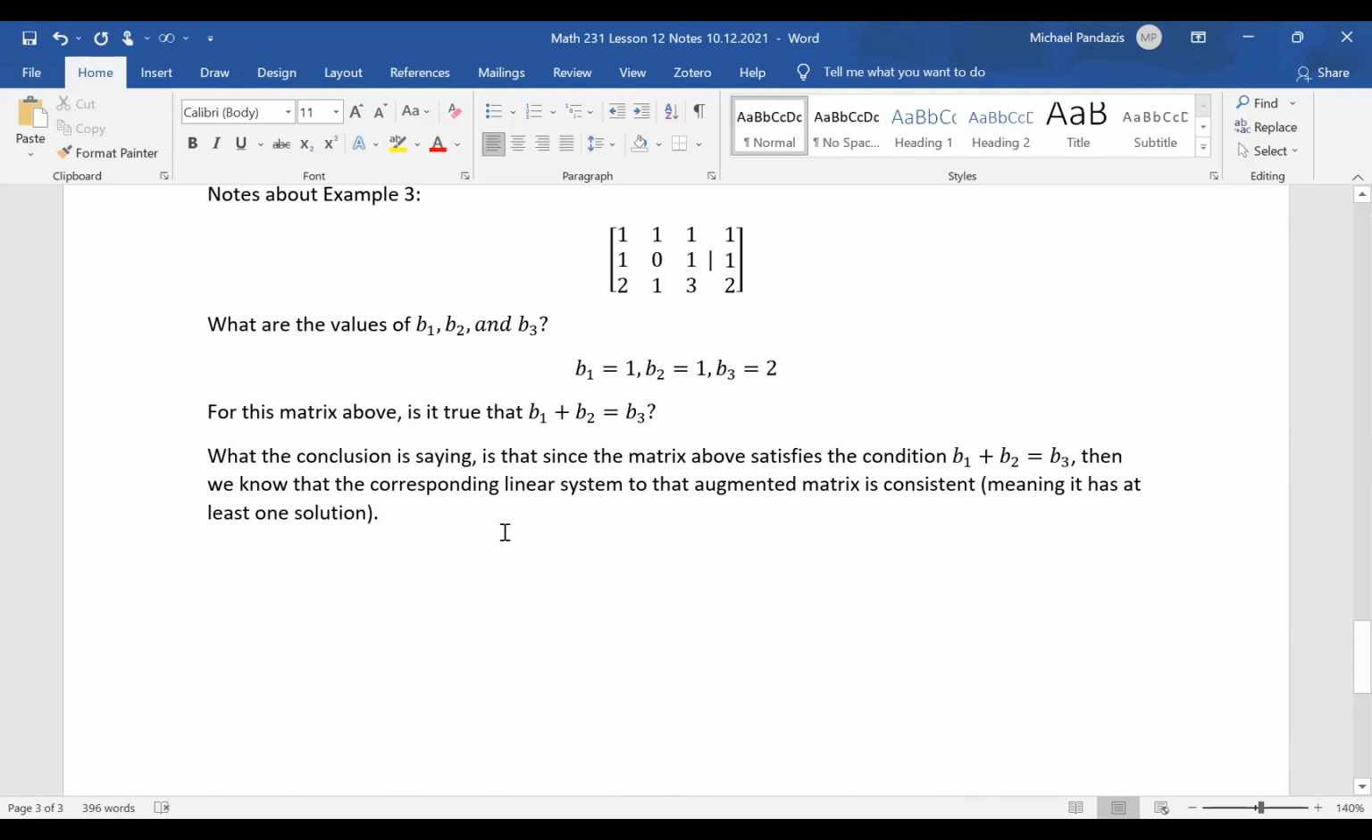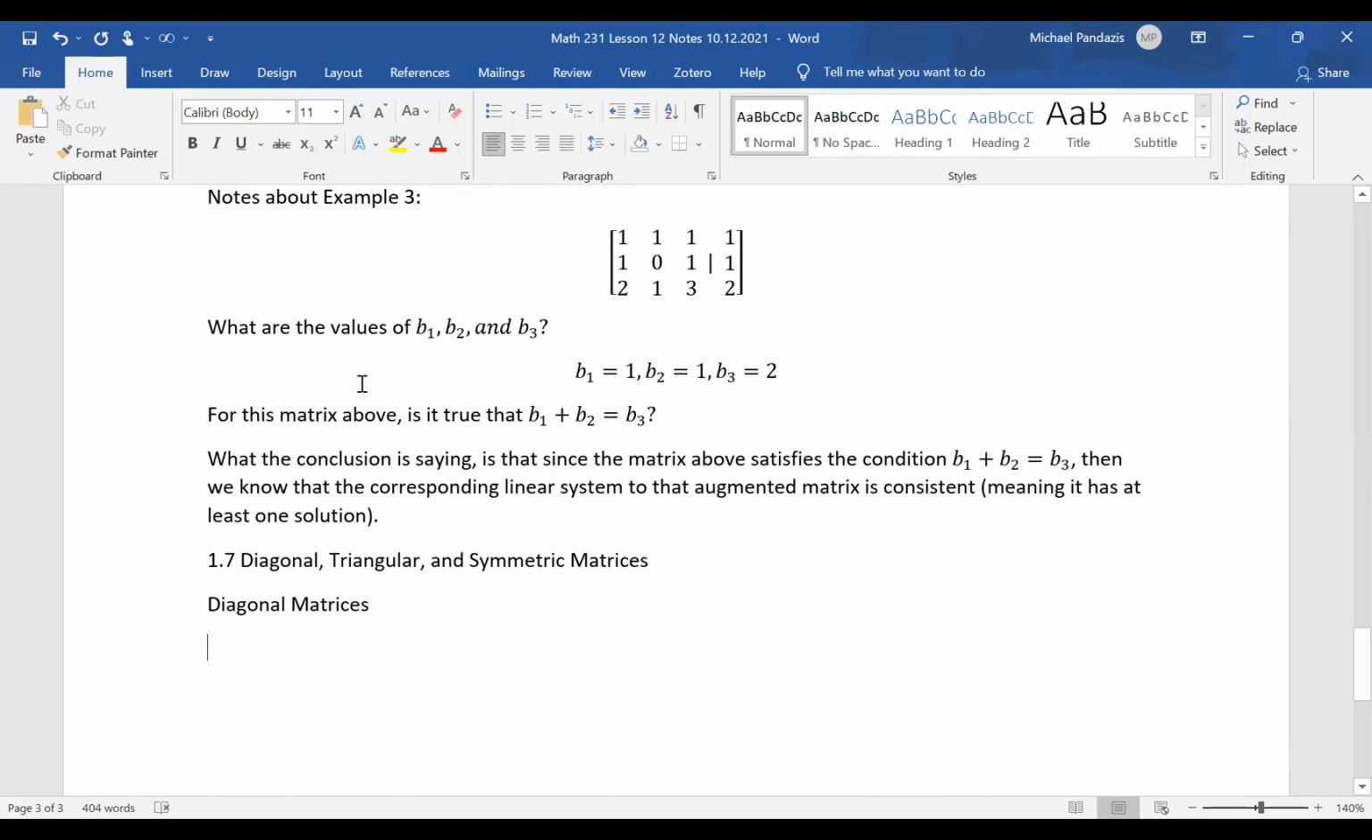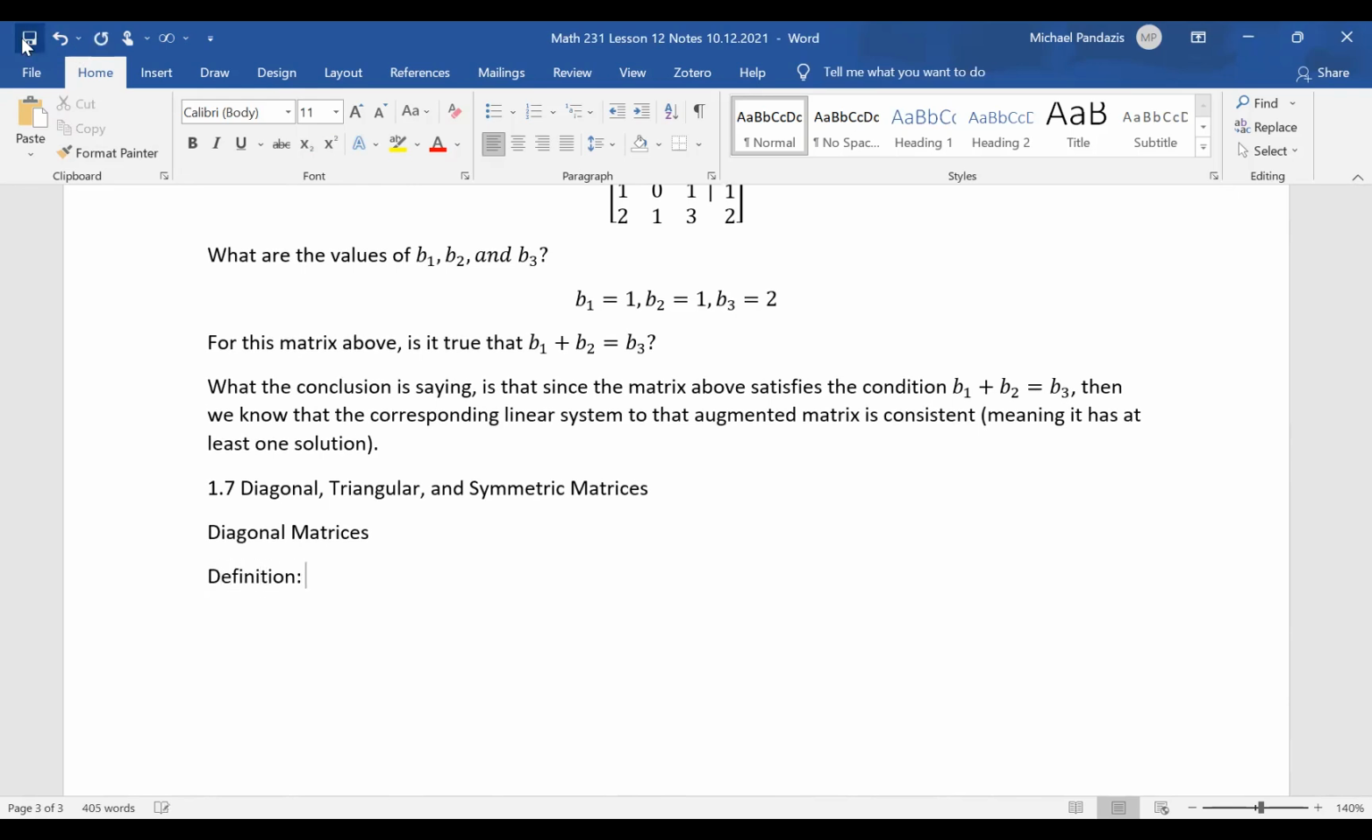I'm going a little fast because we have a lot of material to cover. So the next section is 1.7, which is on diagonal, triangular, and symmetric matrices. The first thing is diagonal matrices. The definition is: a square matrix in which all entries off the main diagonal are 0 is called a diagonal matrix.